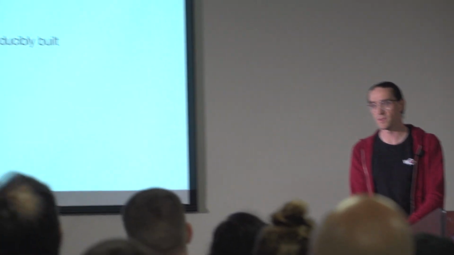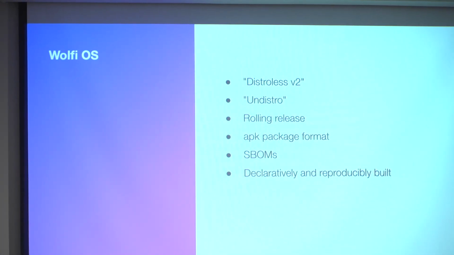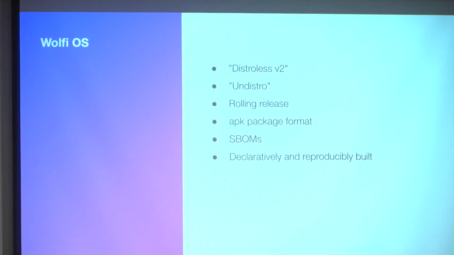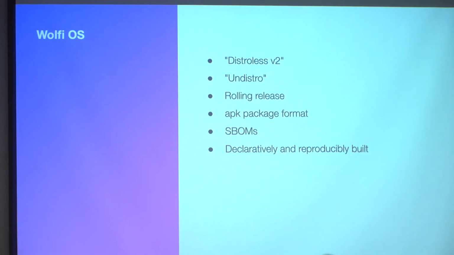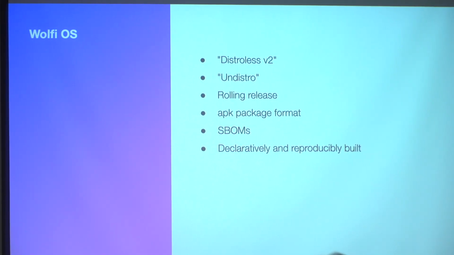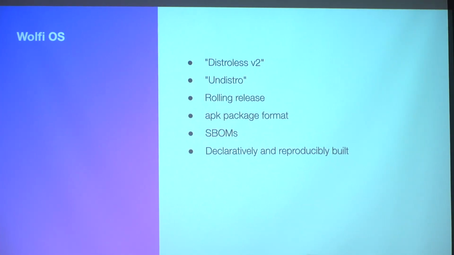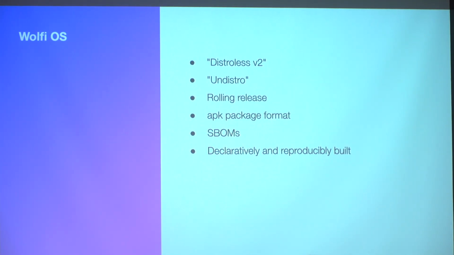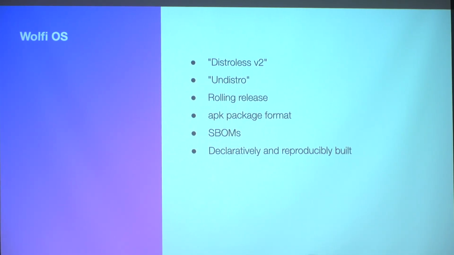Wolfi packages are declaratively and reproducibly built. So we rebuild everything. If there's a Go toolchain patch that comes out, every single package that depends on Go gets rebuilt in Wolfi the moment that patch comes out. I think the last one, it took about a day to rebuild everything, but that's how it works.